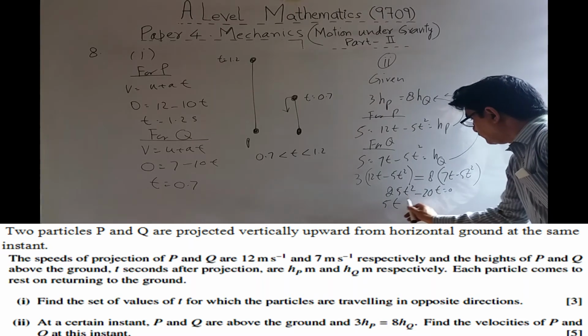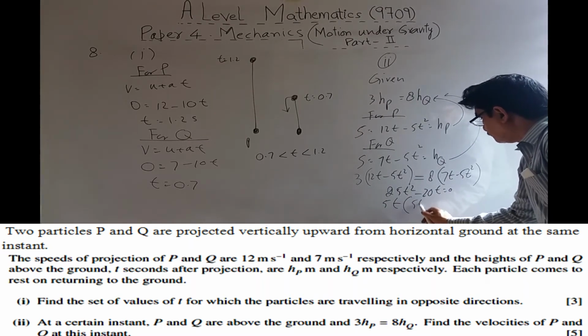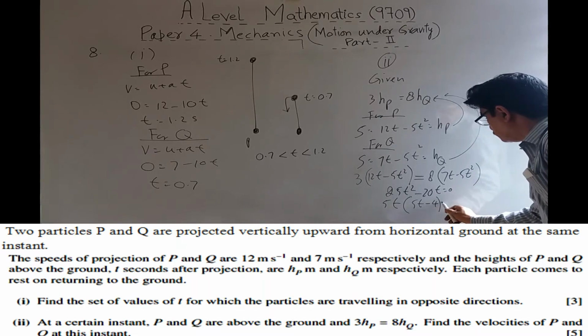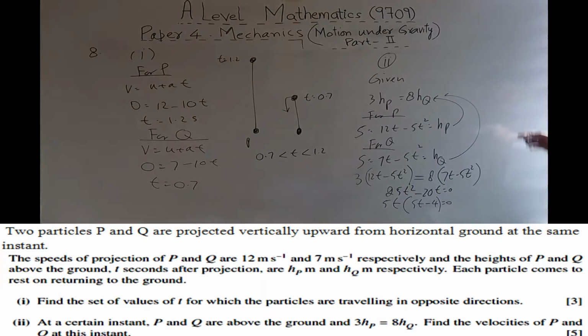You can easily factorize it. 5t is common. This is 5t into (5t minus 4) equal to 0. If you solve, one value of t of course is 0, and the second value will be t is equal to 4 over 5, t is equal to 0.8 seconds. So we have found time, which is not asked, but we need it to find the velocities of p and q at this instant.